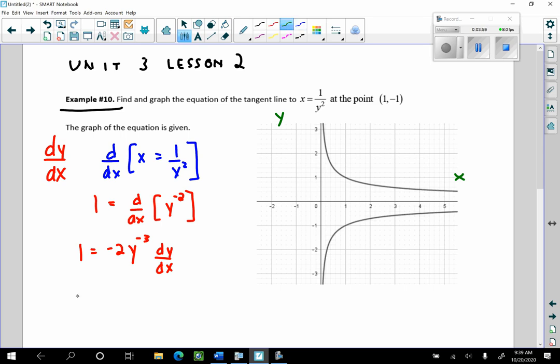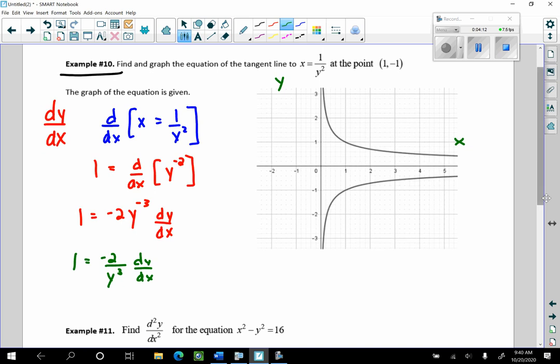I'm going to clean that up a little bit. I'm going to write it this way. And I'm going to really clean it up because I want to solve for dy/dx. If I solve for dy/dx, I'm going to multiply by y cubed over negative 2. This is going to be true or false. You good, Ryan? Good, Nick. Down there, I can never see you, but no. Okay, so that's the derivative.